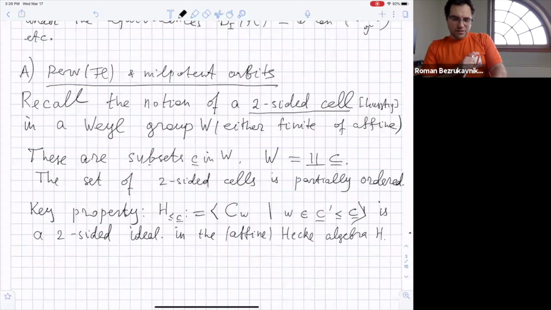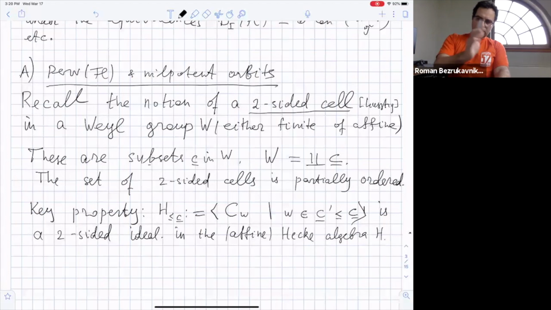Okay, so here I discussed the relation of perverse sheaves on affine flags to nilpotent orbits. And for this, I need to recall the notion, intimately familiar to many of you, of a Lusztig's two-sided cell in a Weyl group, perhaps affine Weyl group. I will just say basic things about them. So these are certain subsets in the corresponding Weyl group, partitioning the group, broken into this disjoint union. And the set is partially ordered. And the key property is that if I collect all elements in one cell and everything which is below it, take the corresponding elements in the Lusztig basis, then the span is going to be a two-sided ideal in the affine Hecke algebra. And that's essentially the finest partition with these properties.